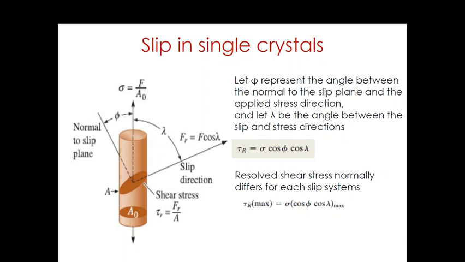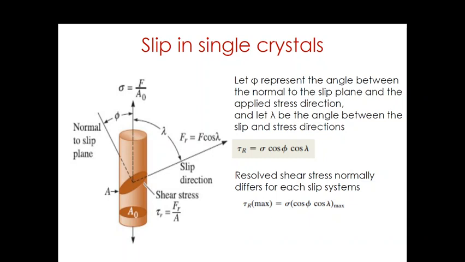A metal single crystal has a number of different slip systems that are capable of operating. The magnitude of the resolved shear stress differs for each slip system because it depends on the angles phi and lambda. This is one example, one slip system. For different slip systems, the magnitude of the resolved shear stress is different since the angles phi and lambda for each slip system are different.